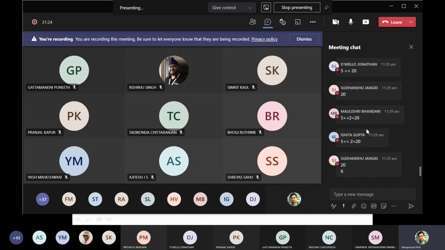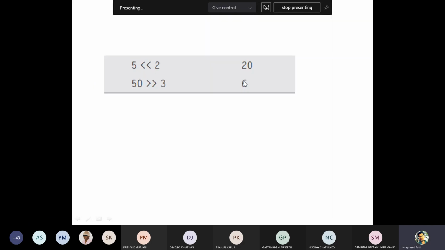So answer is 20. Okay, let us check. Yes, correct. Very good. So for this 50, shift right towards right by 3 bits, it is 6. You can verify this later.